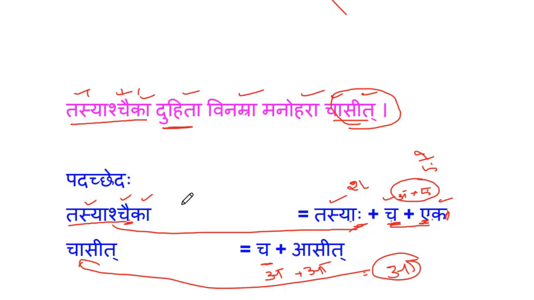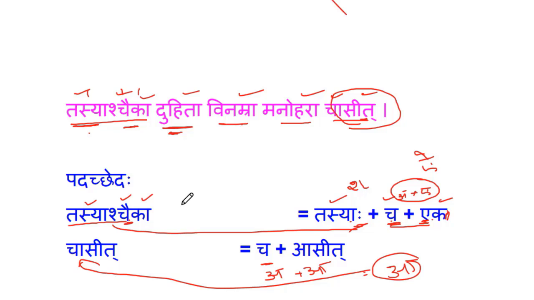Duhida. Duhida means a daughter. Whose daughter? Tasyaha. Tasyaha means her. Duhida means a daughter. How many? Ega. Ega duhida asida. She had one daughter. What kind of daughter? That is in the two words of Vinamra and Manohara.